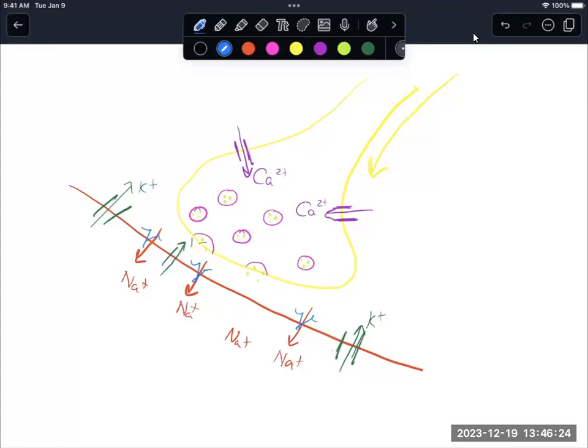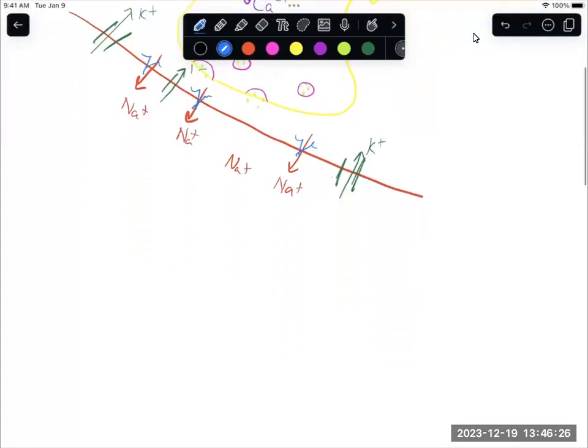So I'm going to draw a graph up here, down here. I've got a graph. My muscle cell tends to sit at about negative 70 millivolts.